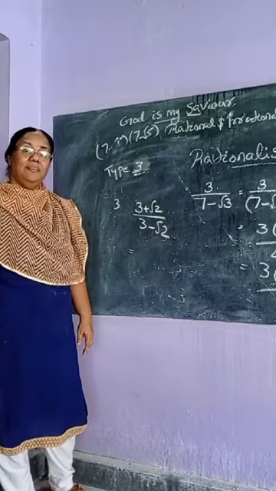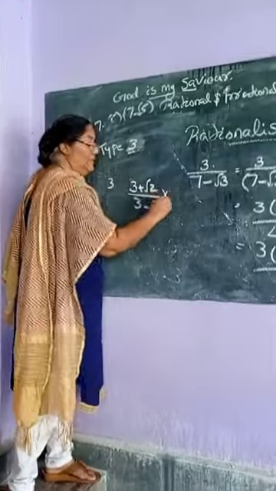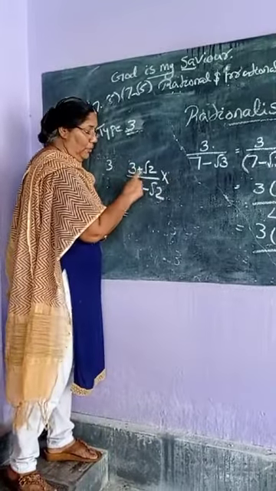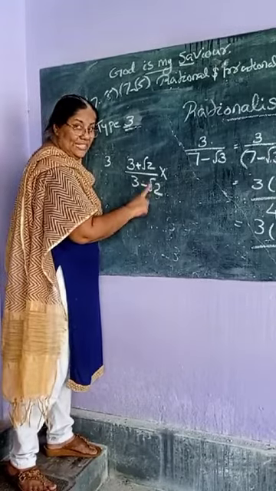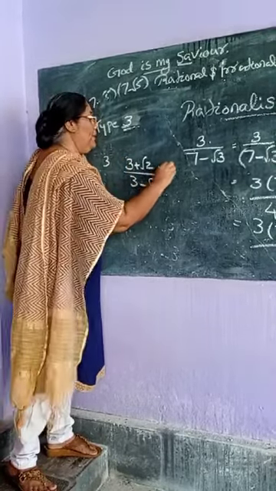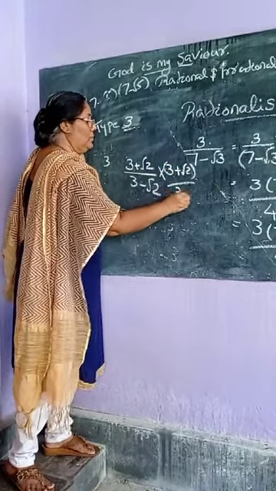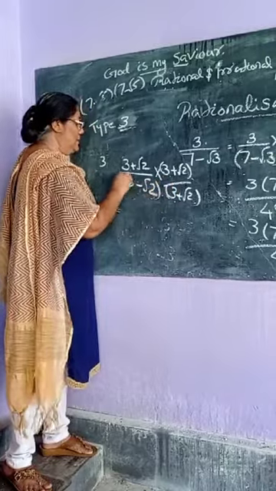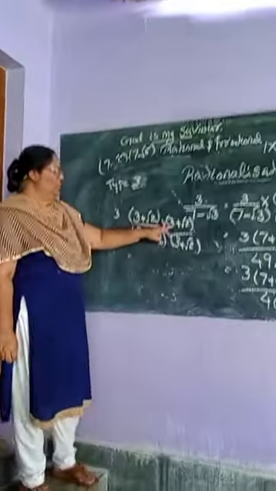What's the step? Take the conjugate of the denominator. Always copy this question one more time: 3 plus root 2 by 3 minus root 2. 3 minus root 2 is in the denominator. Take the conjugate of the denominator. That is 3 plus root 2 by 3 plus root 2. Put brackets. 3 plus root 2 into 3 plus root 2.